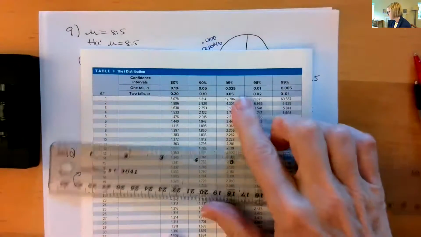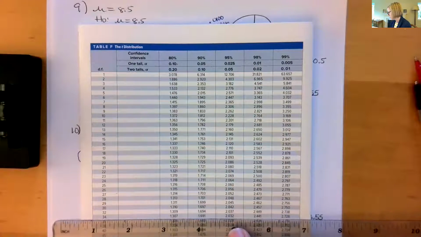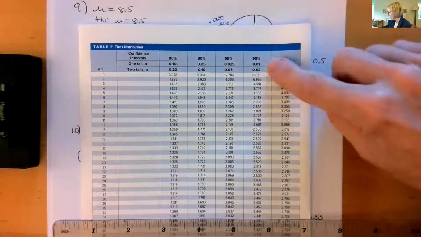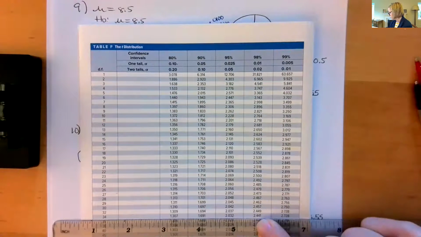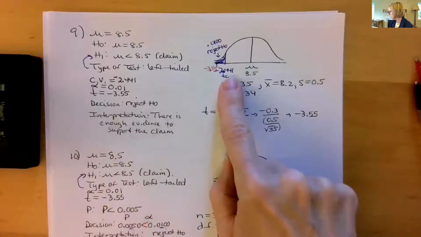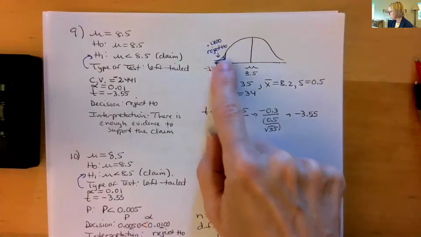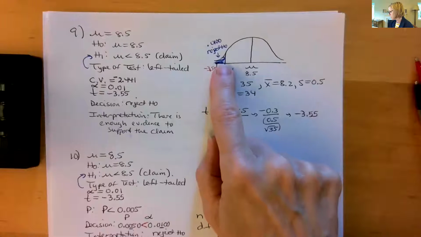For a one-tailed test, alpha equals 0.01, 34 degrees of freedom. Okay, so with 34 degrees of freedom and 0.01 in one tail, we get a critical value for t of 2.441. But because it's a left-tailed test, we call that negative 2.441. We're going to draw that, negative 2.441, and shade. And that is our rejection region here.